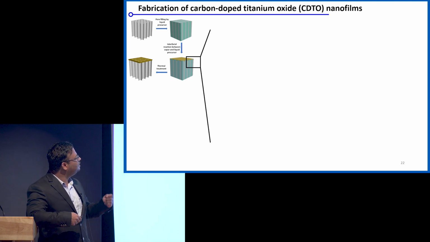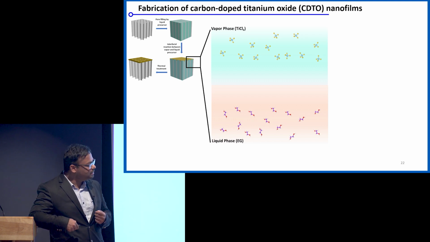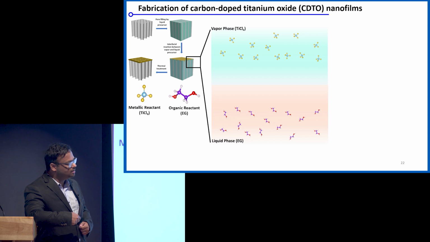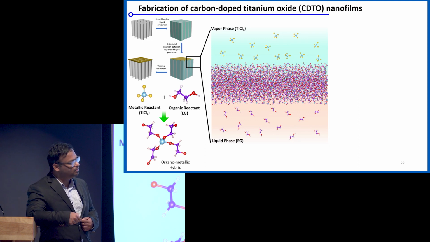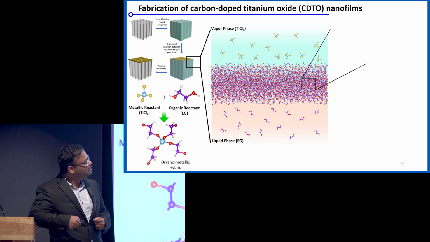To have a better look at what happens at that interface, we have two phases: the ethylene glycol phase, which is the liquid phase within the large pores of this material, and the vapor phase titanium tetrachloride. If these two react, the chemistry is borrowed from MLD, which is a very well-known chemistry, and they generate an organometallic hybrid material like this. The same thing would happen when they react at the interface. They would generate an organometallic hybrid nanofilm at the interface. This material is dense in nature, so we call it the dense OHF.